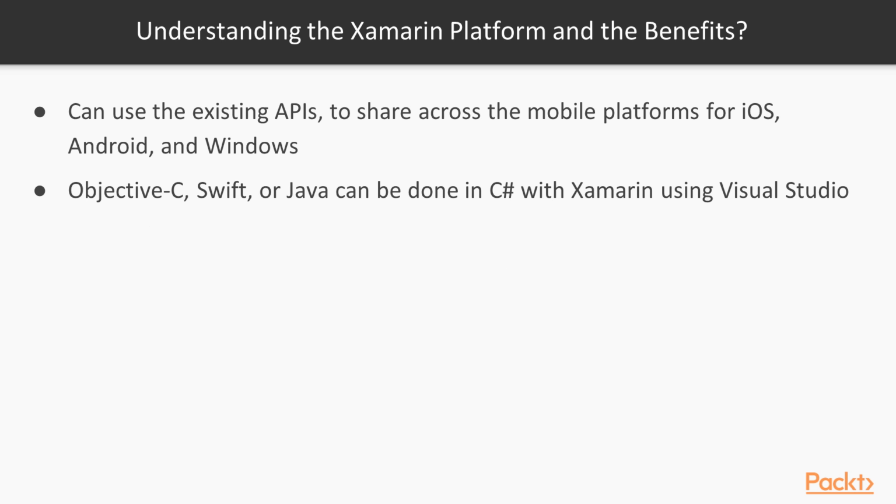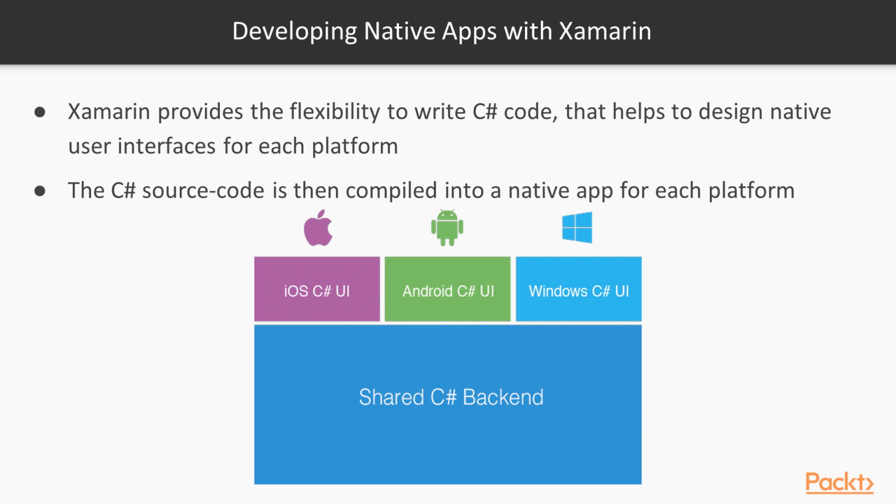You can even use any of your existing APIs so that these can be shared across each of the mobile platforms for iOS, Android, and Windows. So the bottom line is essentially anything you can do in Objective-C, Swift, or Java can be done in C# with Xamarin using Visual Studio or Visual Studio for Mac. So let's look at developing native apps with Xamarin and the benefits of doing it that way.